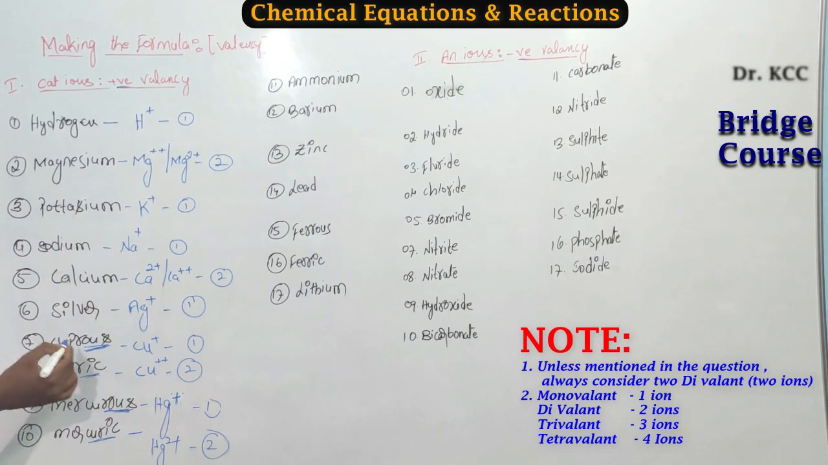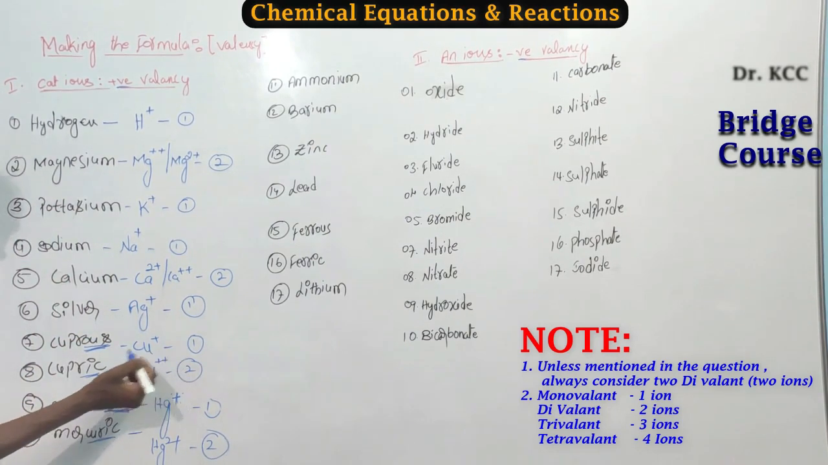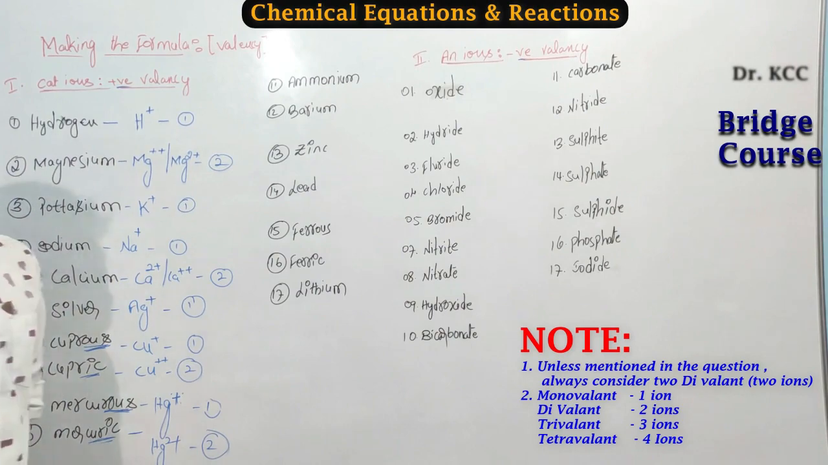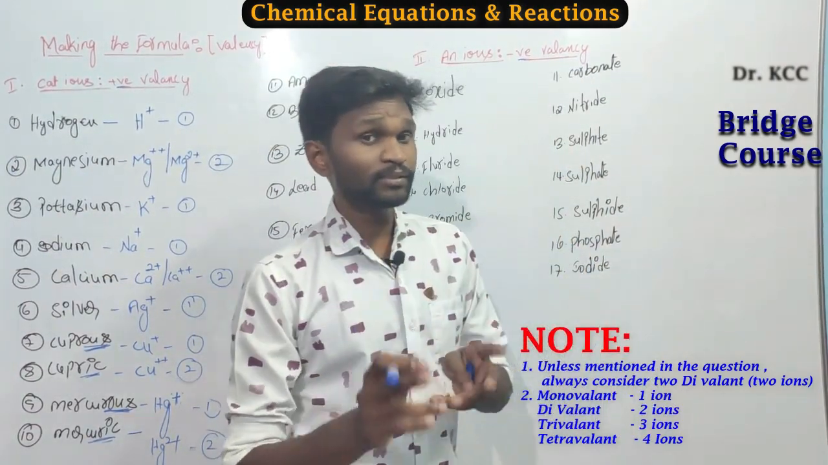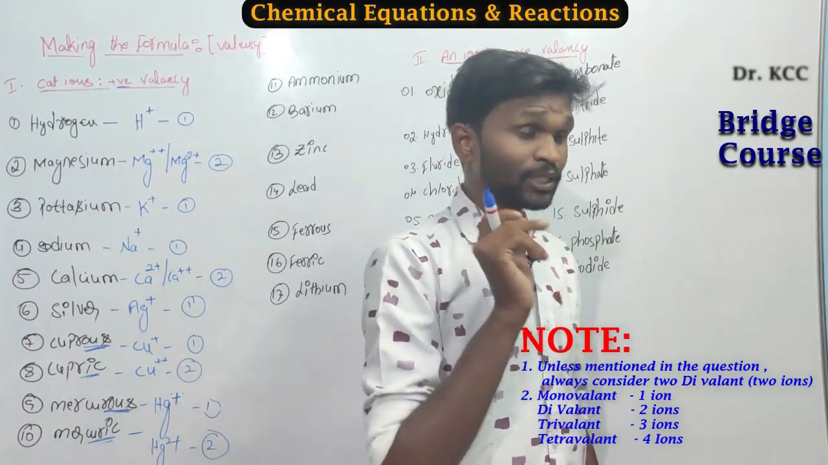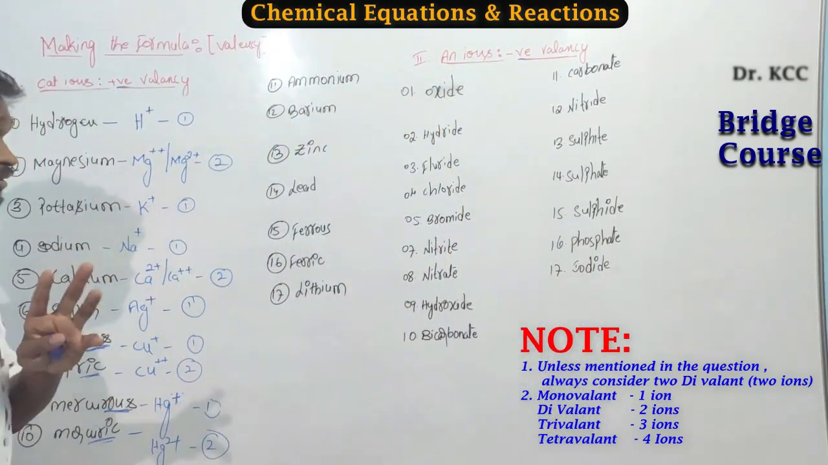Whenever you come across OUS, the valency is 1. Whenever you come across RIC, that is cupric or mercuric, the valency is 2. Easy way to remember: cuprous, the valency is 1, cupric, the valency is 2. Mercurous, the valency is 1. Mercuric, the valency is 2.